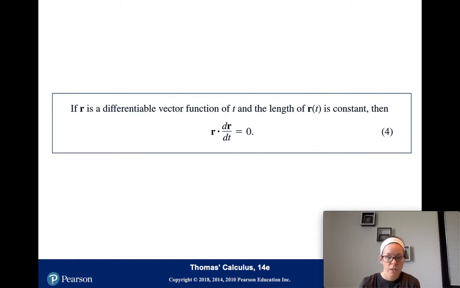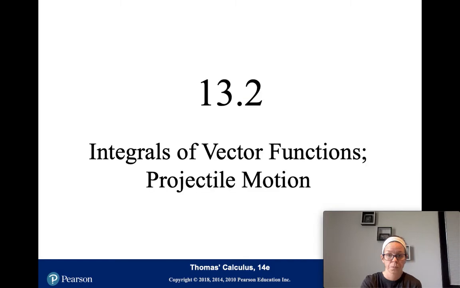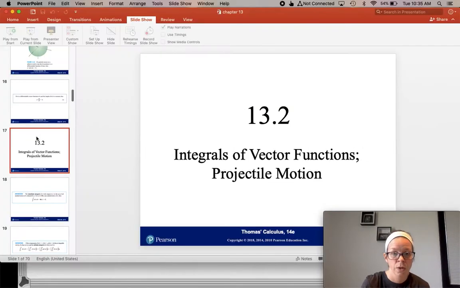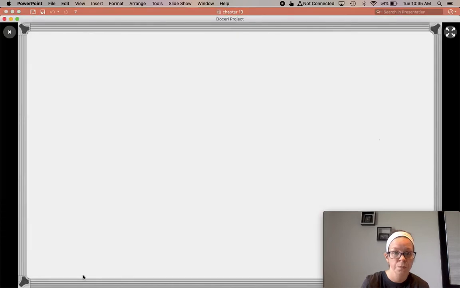If r is differentiable and the length of r of t is constant, then r dotted with the derivative of r is equal to 0 there. All right, so we're going to get into a few examples here.